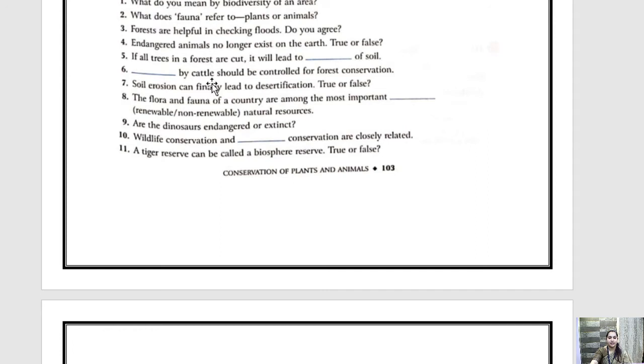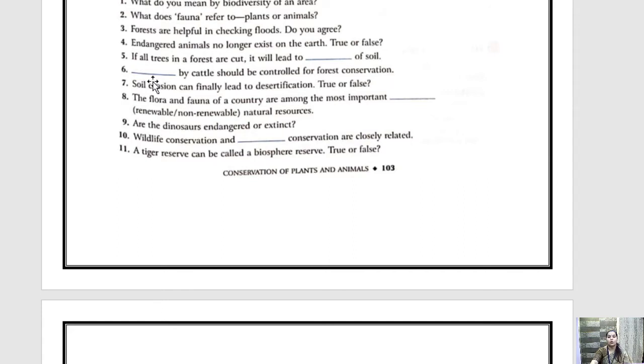Dash by cattle should be controlled for forest conservation. Question number 6. Dash by cattle should be controlled for forest conservation. So what is the answer?